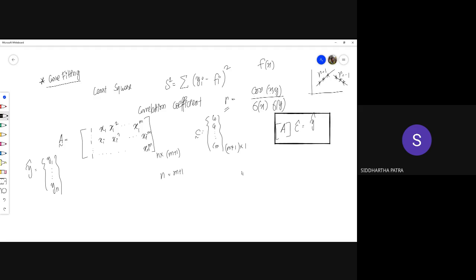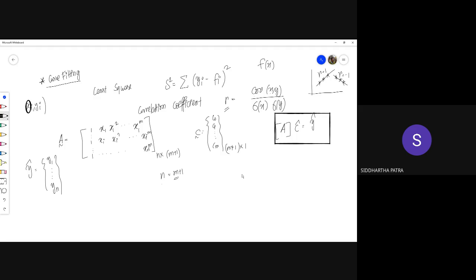Now typically m would be much smaller compared to n, or n minus 1. Maybe you are working with 100 points, but m is let's say 5. You want to fit a fifth order polynomial with the 100 points that you have available, 100 data points. So n basically represents the number of data points xi, yi.